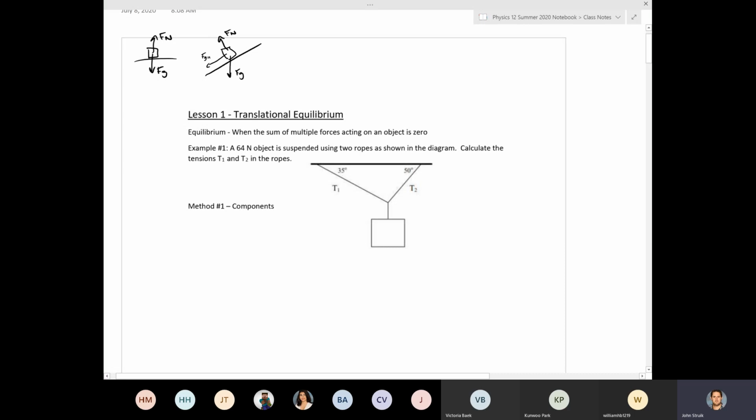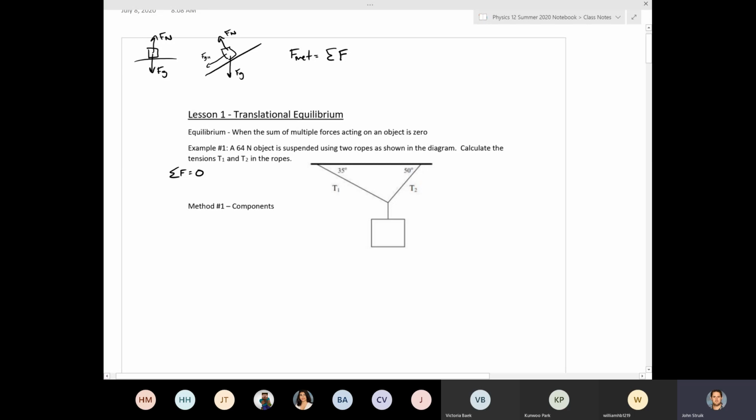So free body diagrams are drawing the forces coming from the object. That's what this unit sort of is. Now, F net is the sum of all the forces in a plane. That is your net force. Translational equilibrium, or equilibrium in general, is when the net force is 0. So the sum of all your forces has to equal 0.